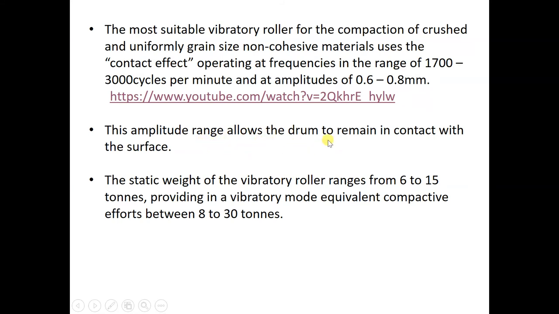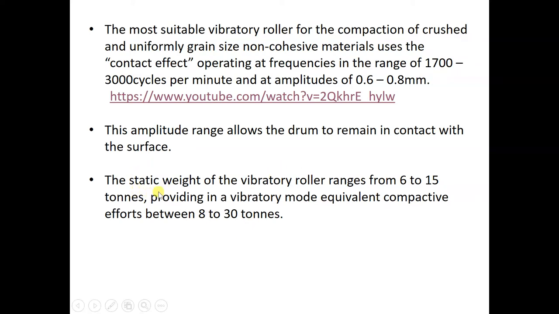So the amplitude range allows the drum to remain in contact with the surface. It's lifted out a bit, 0.6 to 0.8. It's almost touching the surface. Of course, you cannot have a low frequency. If low frequency, the thing is jumping up and down, and we don't want that. At this frequency it's lifted up a bit. Look at the drum, actually it's quite stationary, a bit like a washing machine. When the drum is turning at a lower frequency, the machine shakes quite violently, but when the speed of turning goes further up, the washing machine becomes quite steady, but it's still vibrating. You can't see the vibration as much at a higher frequency. At a lower frequency the whole thing is just shaking.